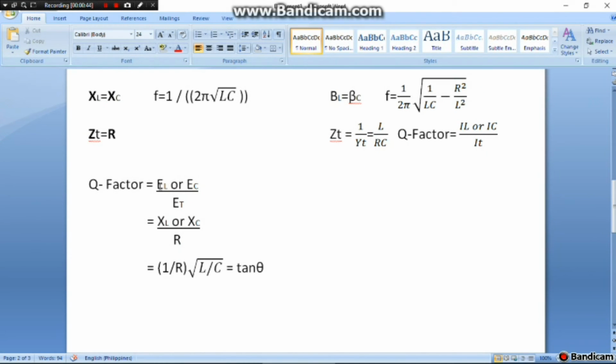The quality factor is equal to the voltage of the inductor or voltage of the capacitor over the total voltage, or it is equal to the inductive reactance or capacitive reactance over the R, the total resistance, or it is equal to 1 over R times the square root of L over C, which is equal to tangent theta.